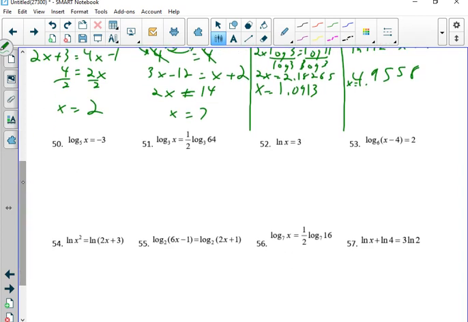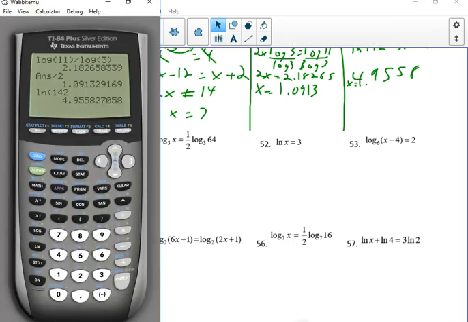Number 50. Switch and flip. 5 to the negative 3 equals x. You really don't need to go to the calculator on this one. Just remember, negative means it's going to be on the bottom. 5 cubed is 125. If you use a calculator, the problem with this one is that 5 to the power of negative 3 gives you a decimal. Now, you can turn this into a fraction. There it is, 1 over 125.